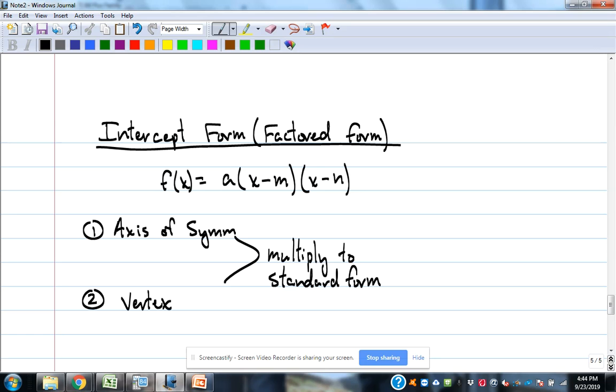My suggestion is to just multiply the problem out into standard form and then use the rules from standard form. You're going to use standard form more than you do anything. That's why it's called standard. I mean, it's used the most. These other forms are not used as often. So I don't like to spend a lot of time learning special formulas for other forms.